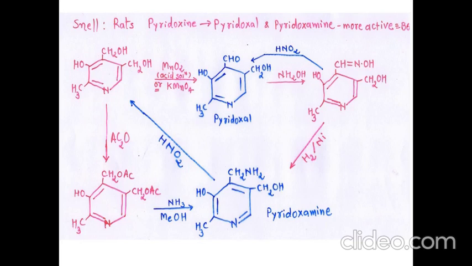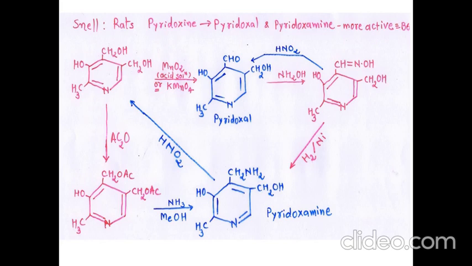Scientist Snell, we have already pointed out that he was the first to give a little idea about the structure of vitamin B6. He was working with vitamin B6 chemistry, and in rats he found that pyridoxine gets converted into pyridoxal and pyridoxamine. Not only that, he says that these pyridoxal and pyridoxamine are the forms which are equal or more reactive than vitamin B6, that is pyridoxine itself. So let us try to see how this compound pyridoxine gets converted into different forms.